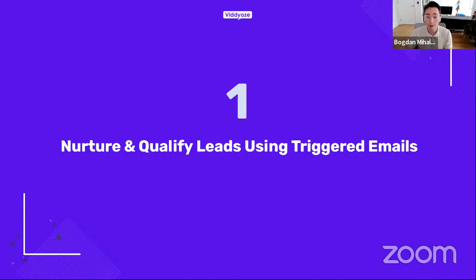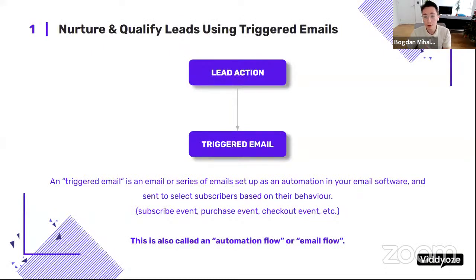But let me give you a few examples. One example in particular: how you can collect leads, qualify them, and nurture them using triggered emails. The core framework of email automation is simple. If you're unfamiliar with the terminology, I'll give you a definition.